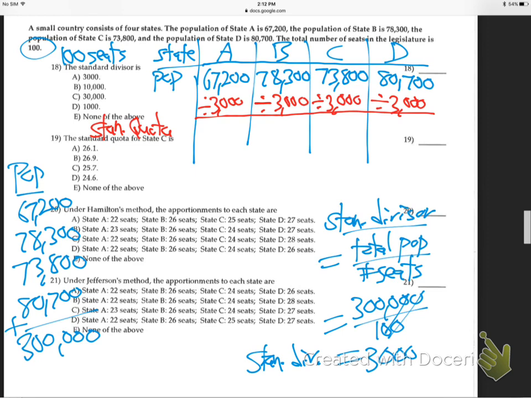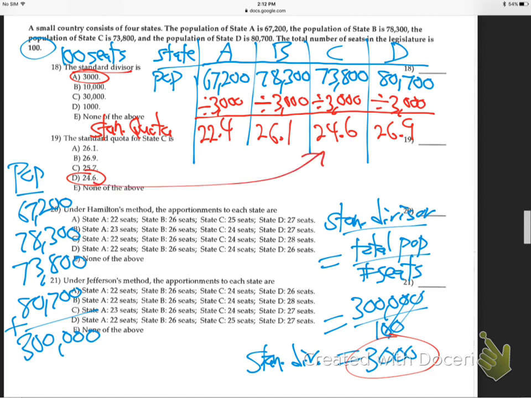Now I'm getting 22.4 for A, 26.1 for B, 24.6 for C, and 26.9 for D. That's the standard quota. That's what they should really get completely fair. So standard divisor, 3,000. We just calculated it right here. Next question. Standard quota for state C, 24.6.